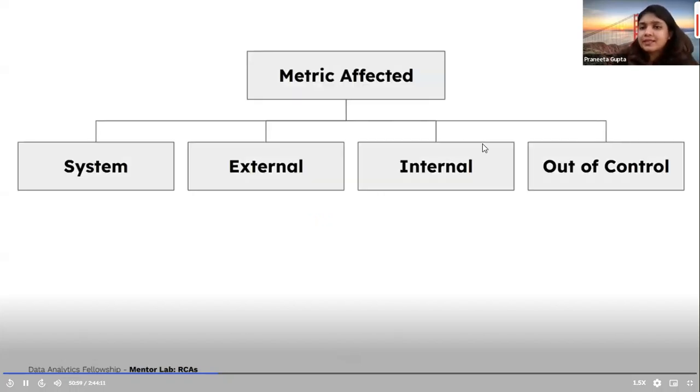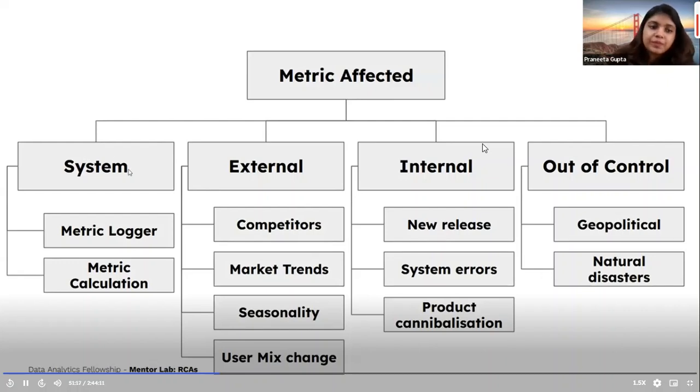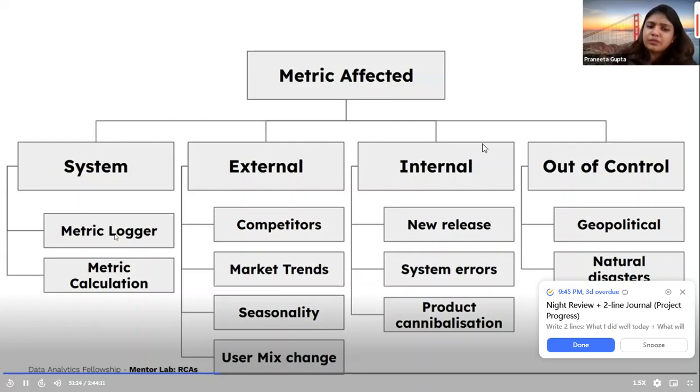Then we spoke about bucketizing your different causes into different aspects, right? So here, these are the 4 most common buckets that you would create, and more often than not, your RCA issues will get split into these. If I talk about system issues, right? So metric calculation could be a problem, first of all, and then metric logger. Now here, of course, we've seen all the different types of system issues, so technical issues that can go into it. I'm not dealing much into this now.